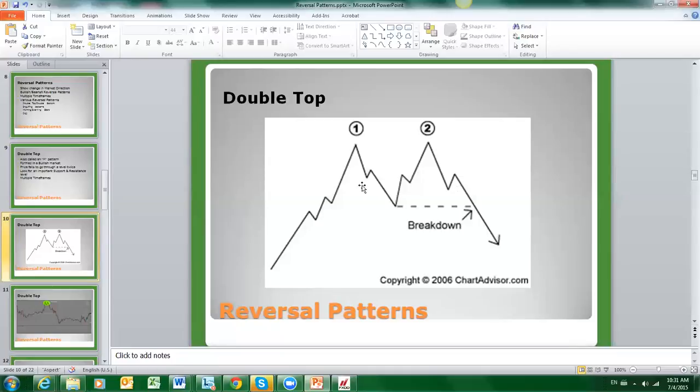So the way you would look to get into this trade is, see this, this is not my chart. This is something that was created by Chart Advisor. See this little pullback that you have? That's what you're looking for. You're looking for a pullback in the opposite direction of the trade that you want to take. So if you want to enter into a short trade, you're looking for price to pull back up.